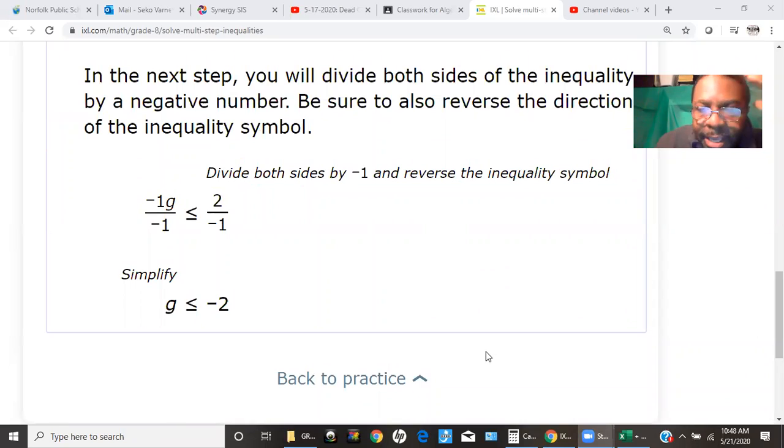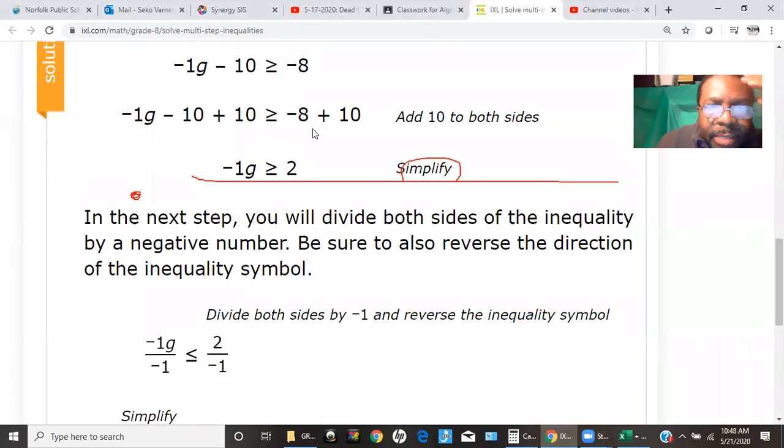Now, here's the interesting thing. This part is super duper important. You have to reverse the inequality sign. As soon as you saw here, that's a little note. As soon as you saw that there was a negative sign in front of the variable, you knew that you were going to have to change the inequality symbol.